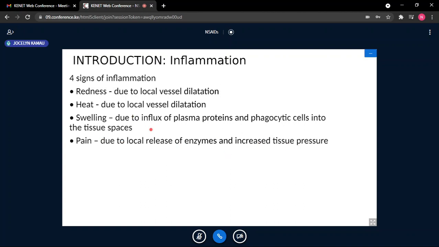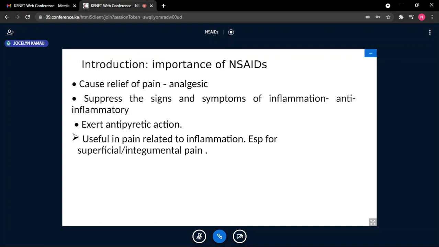So all these things will happen when you have an inflammation: redness, heat, swelling, pain. Remember, inflammation, when controlled, is important because it protects against tissue injury. But in excess, it becomes a problem. Again, it will cause tissue damage. So those are the 4 signs of an inflammation.